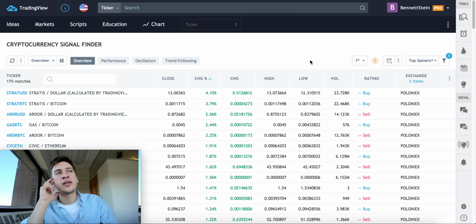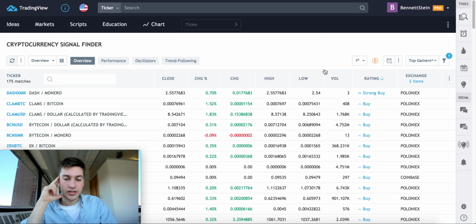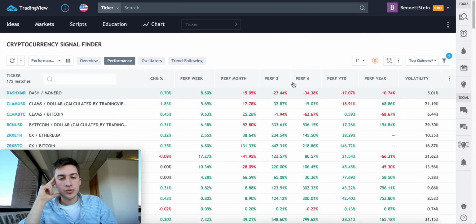Because you don't really want to be getting alerts or signals for every single coin, even the ones that you can't really trade. So it's better to do it that way. So this is just going to give you ratings. You can sort by ratings to find what's a strong buy. Like Dash Monero looks to be a really good buy right now. You can always refresh and see if that changes. And it did not. It's still a strong buy. Yeah, so that's what that is.